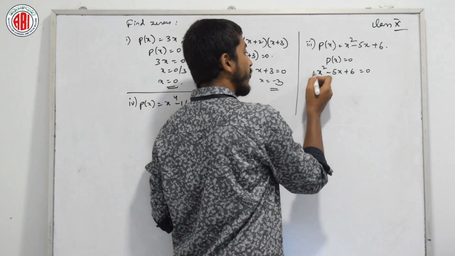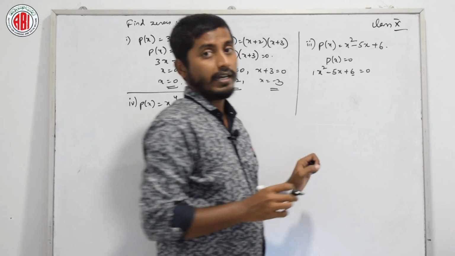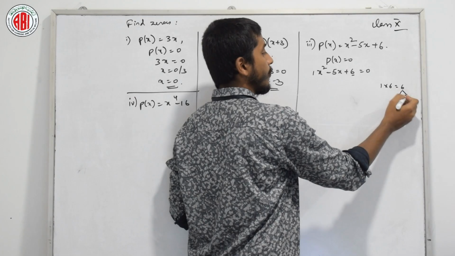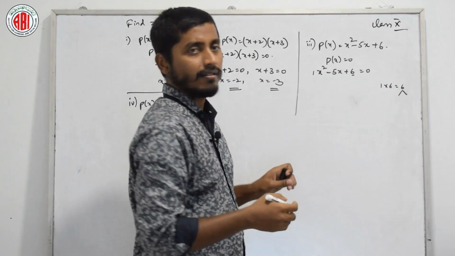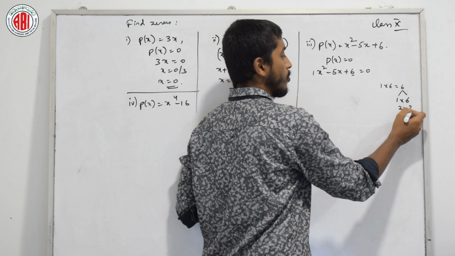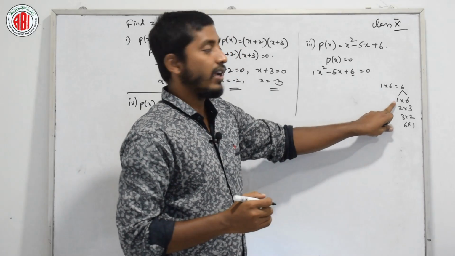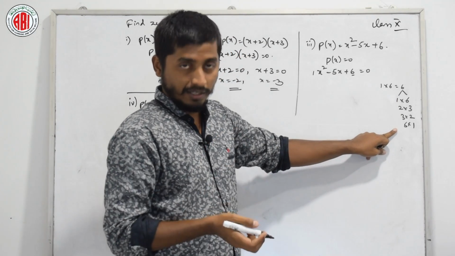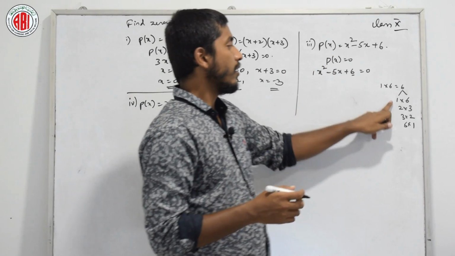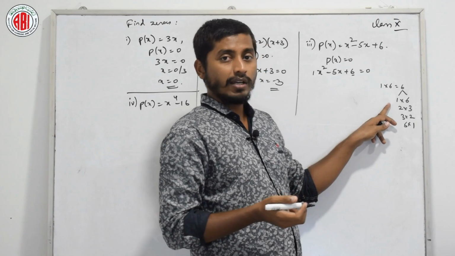Now we will take the coefficient of x square and the constant. That is, we will multiply 1 into 6, we get 6. Let us write all the factors of 6. We have to write everything. 1 into 6, 2 into 3, 3 twos and 6 ones. Now see here, either we have to add these two terms or subtract these two terms to get minus 5. Let us see. 1 plus 6, how much is it? 7. Or 6 minus 1?